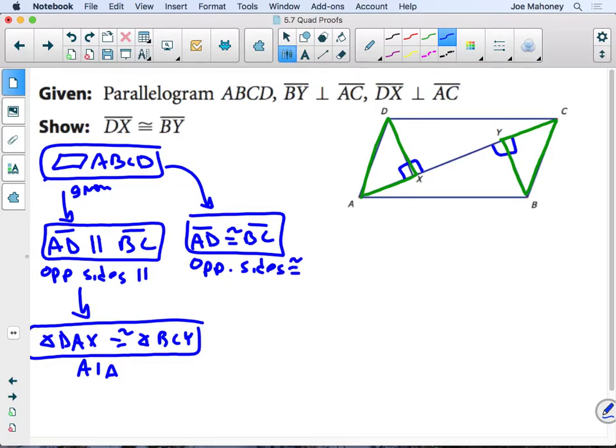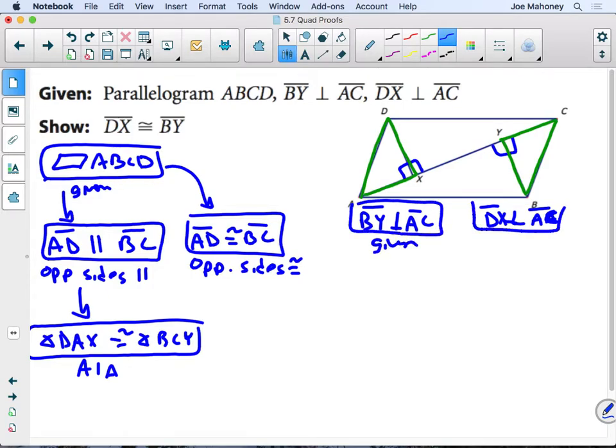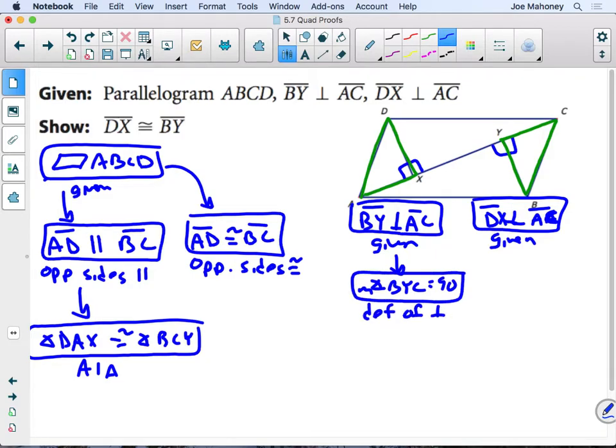So now I got an angle, I got a side. Now I got to handle my right angles. So remember that after we list our givens, BY is perpendicular to AC, and also DX is perpendicular to AC. These two things are given. Remember that perpendicular lines make 90-degree angles. So because BY is perpendicular to AC, I'm going to say that the measure of angle BYC is 90. And that's true by the definition of perpendicular.